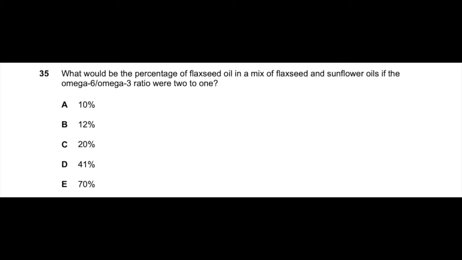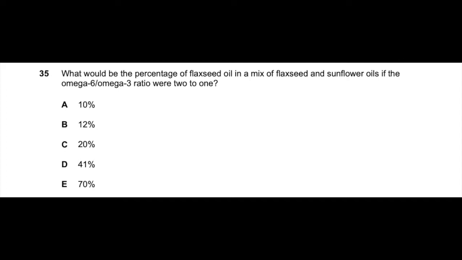Question 35. What would be the percentage of flaxseed oil in a mix of flaxseed and sunflower oils if the omega-6, omega-3 ratio were 2 to 1? The correct answer is D because of the following. Sunflower oil contains 65.7 grams of omega-6 per 100 grams of oil but no omega-3. Flaxseed oil on the other hand contains 12.7 grams of omega-6 and 53.3 grams of omega-3 per 100 grams. Therefore, when sunflower oil is added to flaxseed, the level of omega-6 changes but the total omega-3 content stays the same. Take 100 grams of flaxseed oil.